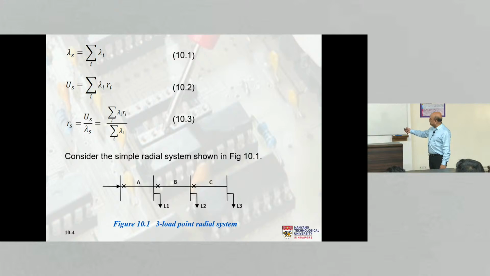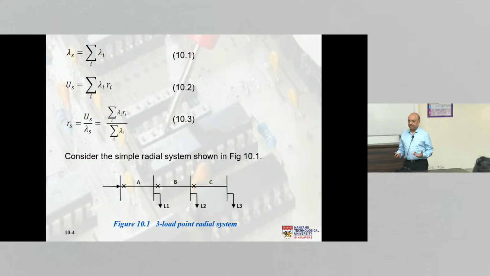So, load point 1 is impacted only by failures of component A. Load point 2 is impacted by failures in component A and B, correct? And load point C, poor guy, is affected whenever there is a failure in A or B or C. So, the customers that are farthest away from the supply are the worst off, yeah? That's how the radial system works, because everything is in series, like we said, okay?